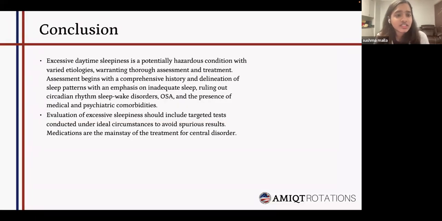So our conclusion is that excessive daytime sleepiness is a potentially hazardous condition. It has many etiologies, and we need to assess and treat it as early as possible to avoid loss of time to the patient, loss of opportunities, problems at work, and even life-threatening complications. Evaluation of excessive sleepiness should include targeted tests conducted under ideal circumstances to avoid spurious results. Medications are the mainstay of the treatment for central disorders.